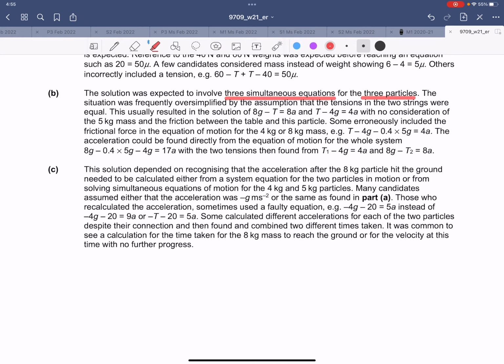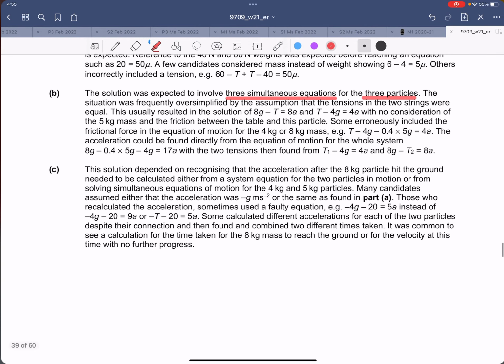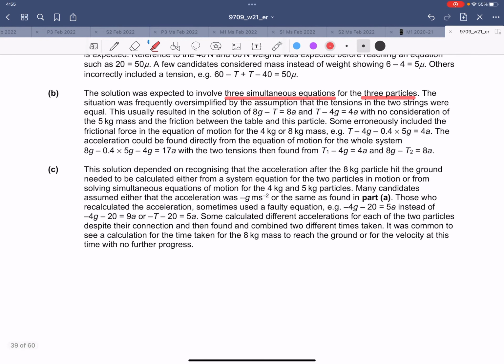I don't know why people assume that. 2 different strings, 2 different tensions. I think that is the mistake that people made.